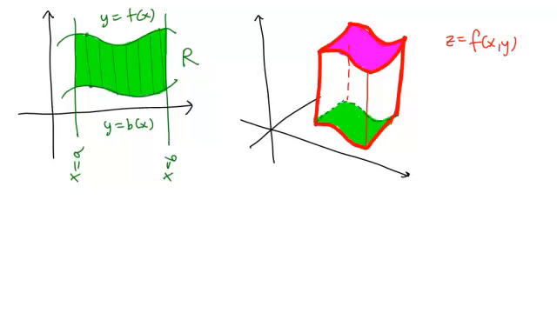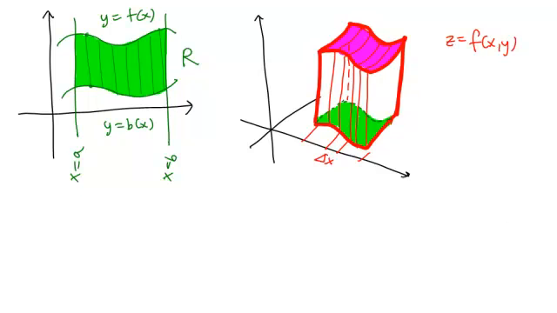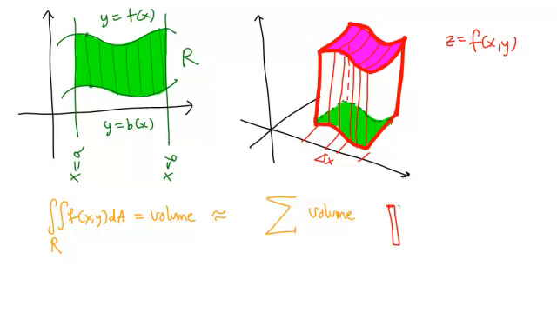Now, how might we find the volume of something like this? Well, imagine doing what we did when we proved Fubini's theorem in the last case. Let's imagine taking this thing and slicing it as if it was a loaf of bread. We'll get a bunch of very, very thin slices, and let's say that each one of these slices has a width of delta x. Then the double integral of this function over the region R would equal its volume, which would be approximated by adding up the volumes of each one of these thinly sliced wafers.